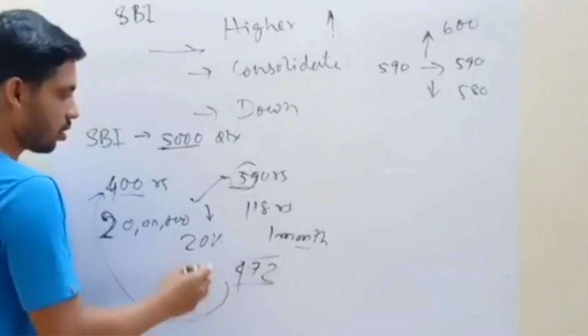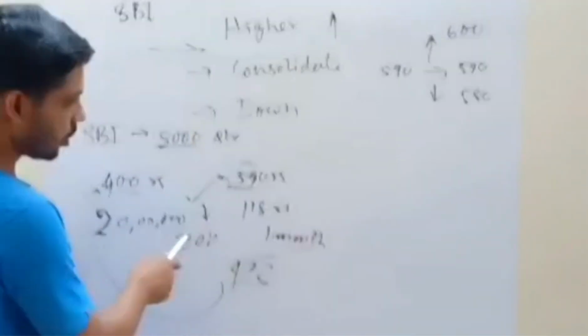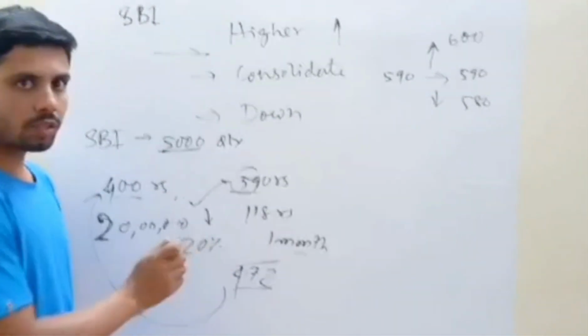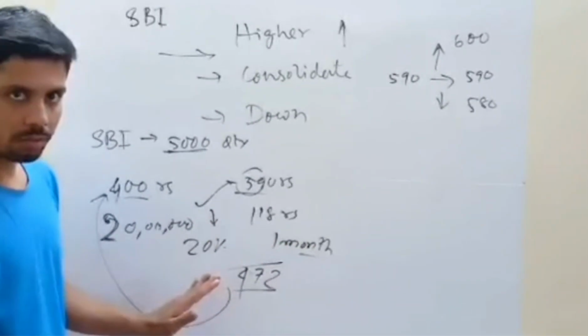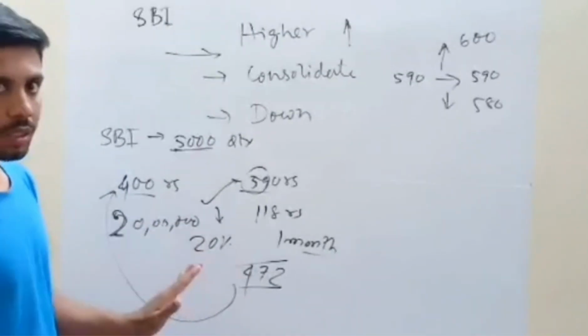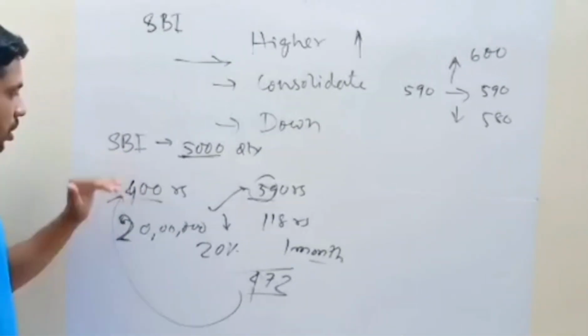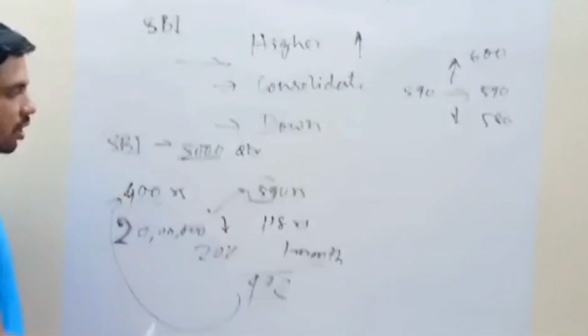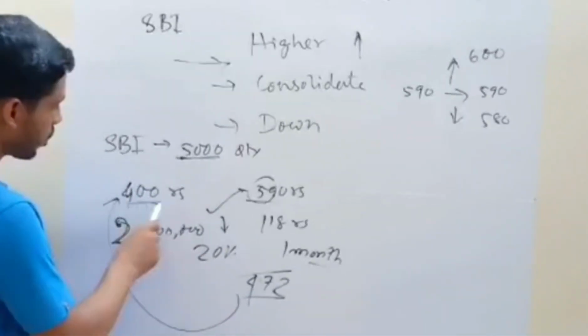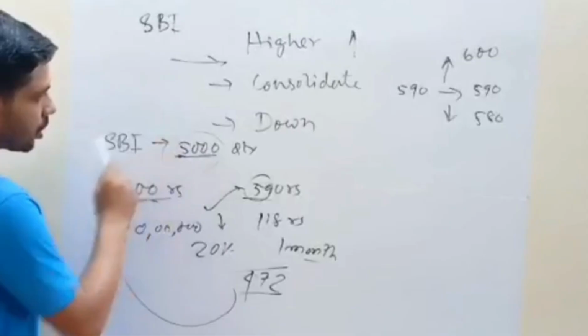He is expecting that the share price of SBI will fall by 20% by this month. But he is not ready to sell his share. Why? Because he may not get that 400 rupees. For example, he bought 5000 shares at 400 rupees.